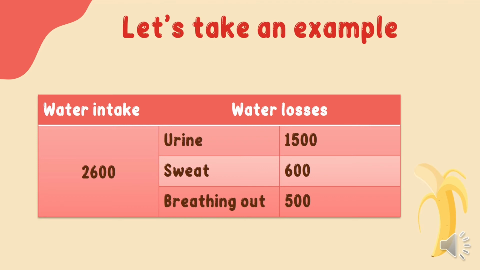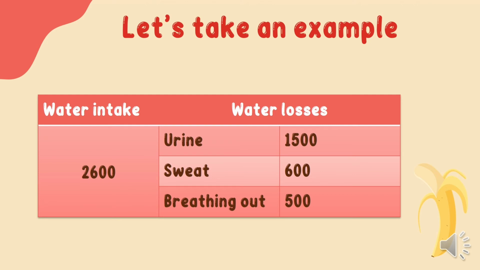This is an example of an adult. A water intake is 2,600 milliliters, or more than 2.5 liters. How much water is lost in the body? Urine, 1500. So, a lot of water is lost when you go to the toilet and pass urine, because urine contains so many other waste materials from our body. So, for that waste to be removed, there needs to be water. If there is no water, it will become more concentrated. So, you need to drink a lot of water for that.